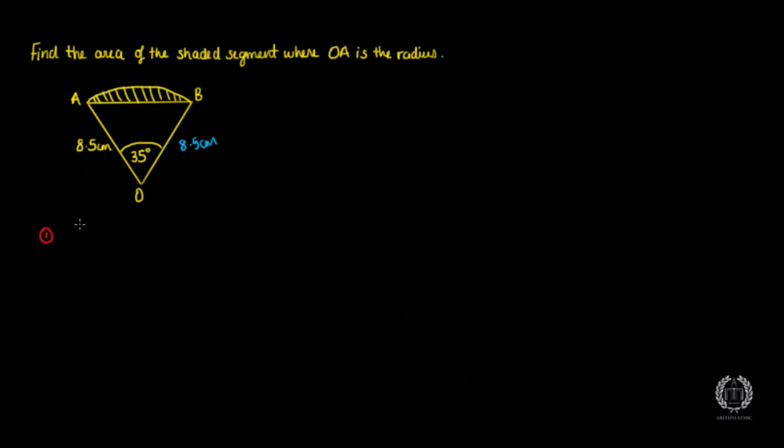The first step is to find the area of the sector. I'm going to put this as AS, area of sector. You should know the formula for the area of a sector: theta over 360 times pi r squared. Putting in the values, my theta, which is my angle, is 35, so it's 35 over 360 times pi times r squared, where r is my radius, 8.5 squared.